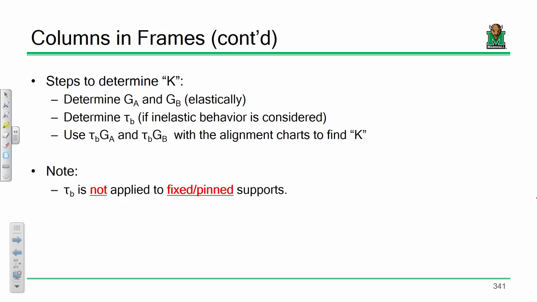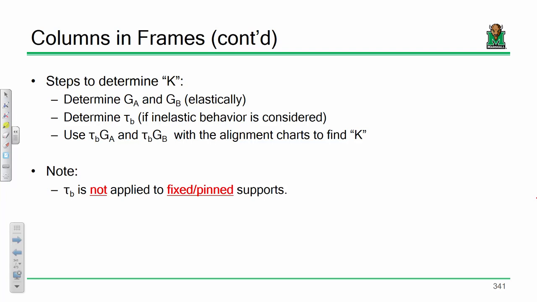One final point to mention: when we compute k values, we can determine our G for either end of the column elastically. We determine tau if we need. In most cases, we will. And what we would do is go into these alignment charts with not the G values, but the tau times the G values.